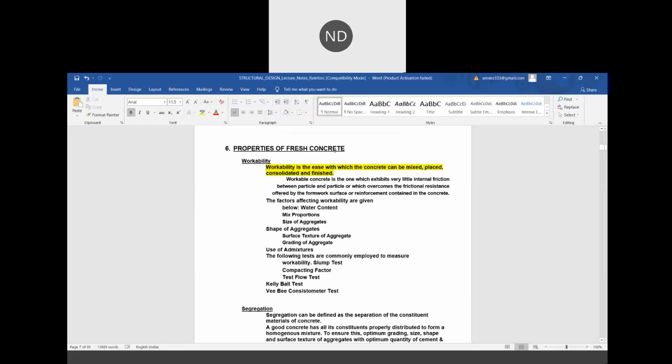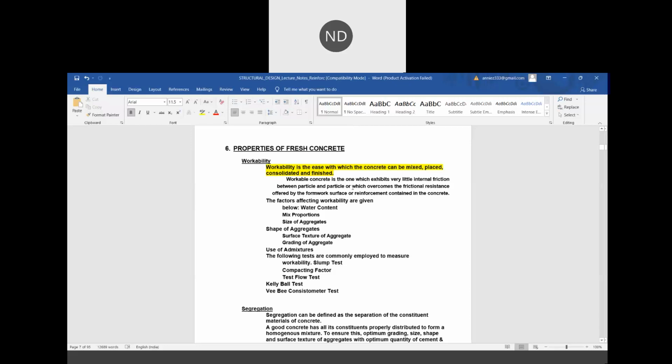We are talking about the properties of fresh concrete. What should be the property of a good concrete? It should be workable. That's why we check the workability, right? We have done that in fourth semester also, the workability of concrete, by slump test you see that.